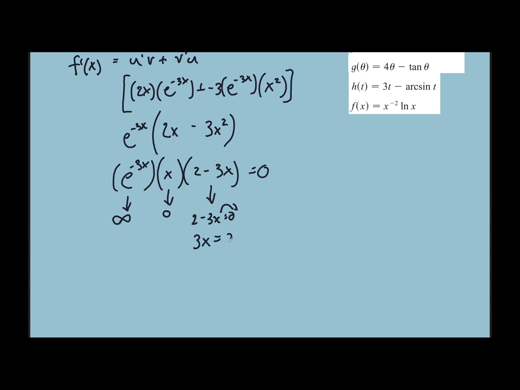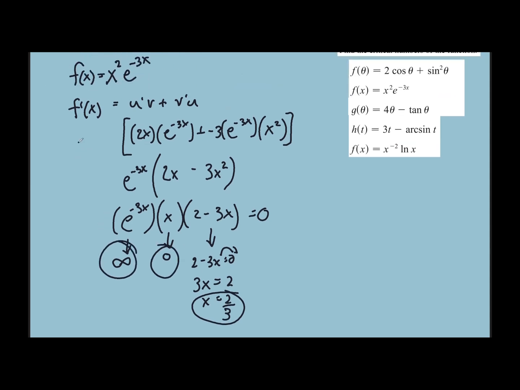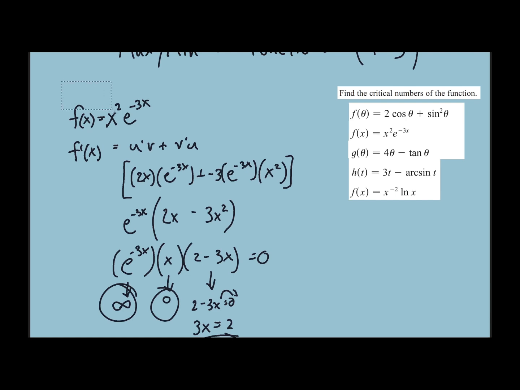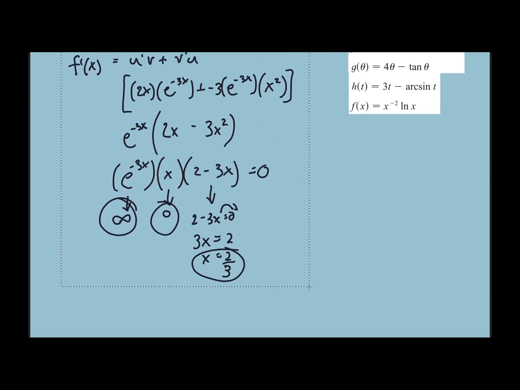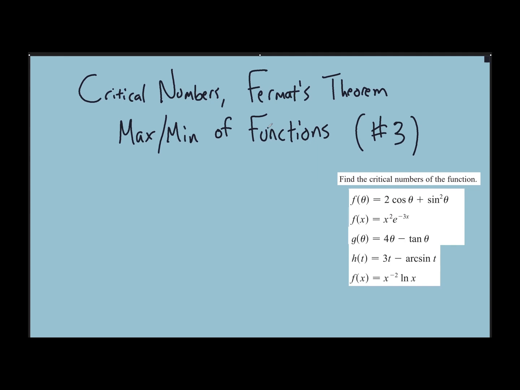So you get 3x equals 2 and x equals 2/3. So we would get 2/3, 0, and infinity for this particular question. See how fast this work can be when you factor, factor, factor. Don't solve, factor, separate, find the 0. Critical numbers are very easy when you keep it that way. How about the next one?